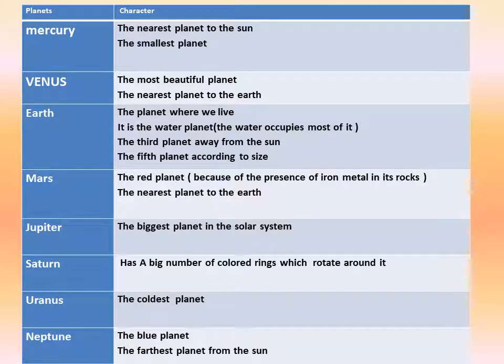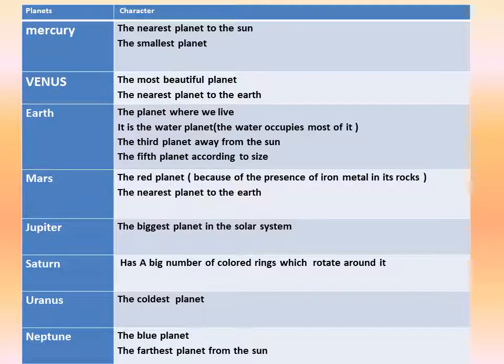Mars, the red planet. Why do we call Mars the red planet? Because of the presence of iron metal in its rocks. And it's the nearest planet to the Earth, like Venus, so Venus and Mars are the neighbors of the Earth. Jupiter, the biggest planet in the solar system, but we must notice that the biggest body in the solar system is the Sun.